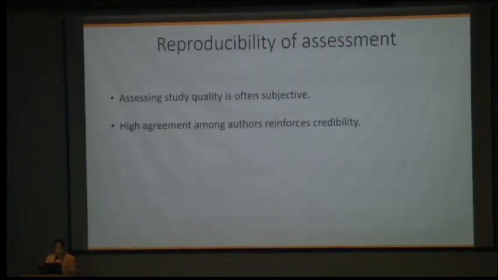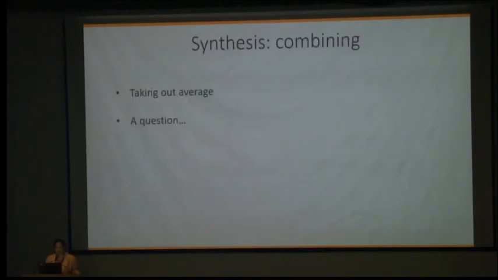Reproducibility is pertinent because two people have to do it in duplicate. So there has to be high agreement, and very often the agreement is documented also. There's a statistic called the kappa statistic, which tells you the inter-rater agreement between the two reviewers. Because very often assessment and data abstraction is subjective.